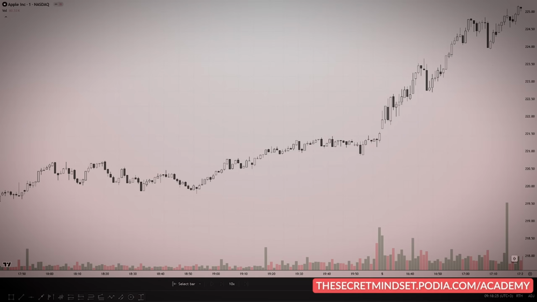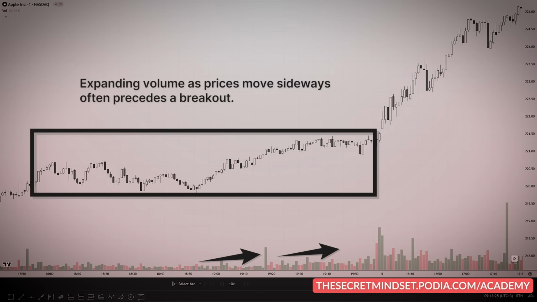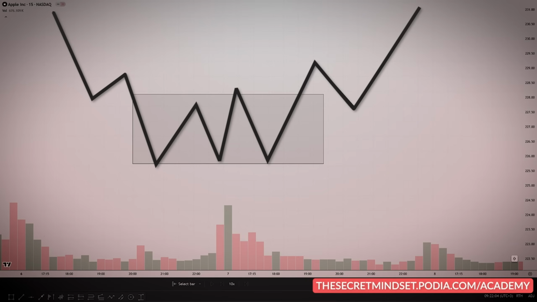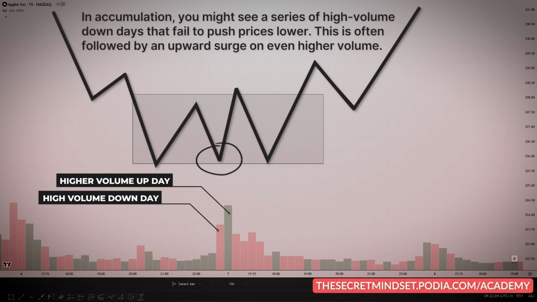Volume patterns can also hint at what's coming. For example, expanding volume as prices move sideways often precedes a breakout. The direction of the breakout isn't certain, but the increase in volume suggests something big is cooking. In accumulation, you might see a series of high volume down days that fail to push prices lower. This is often followed by an upward surge on even higher volume. This pattern can signal the end of this phase and the start of markup.